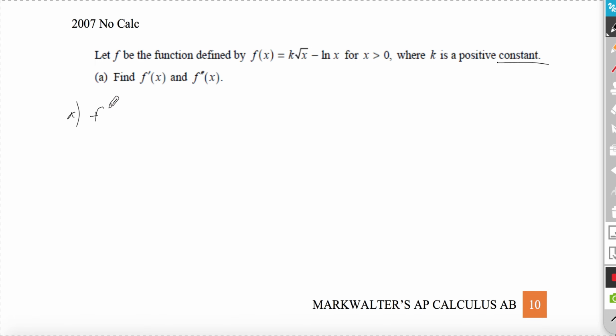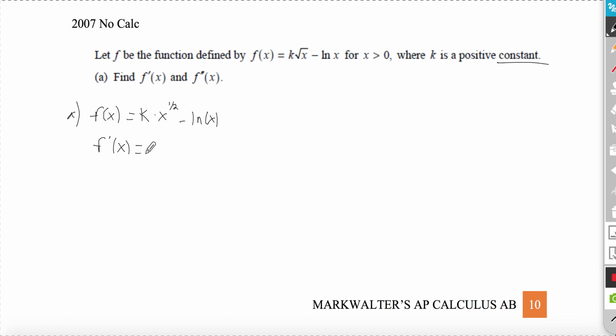Okay, so what is f of x? F of x is k, if I'm going to take a derivative, let me go ahead and rewrite this. This is k x to the half power minus the natural log of x. So what is the first derivative? First derivative is going to be, k is just some constant, right? So that is just going to stay. It's going to be a constant multiple.